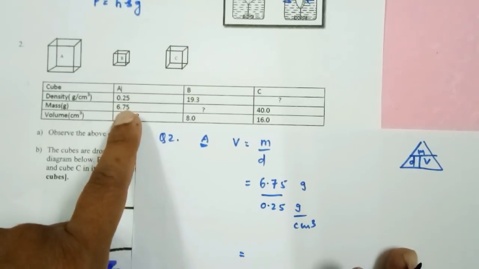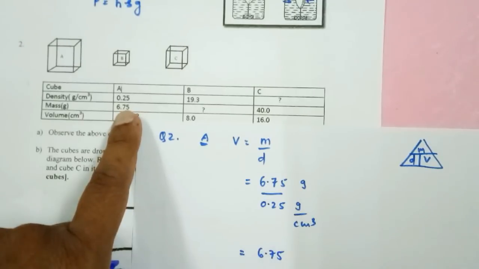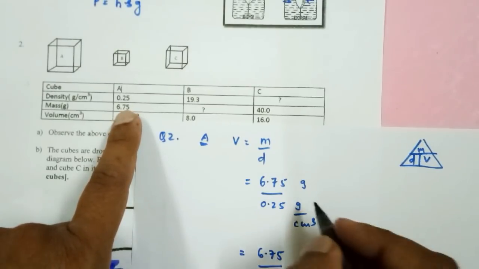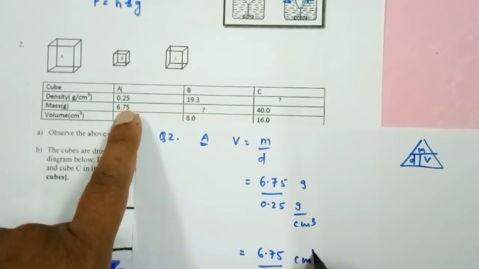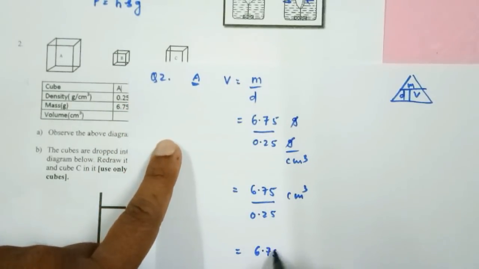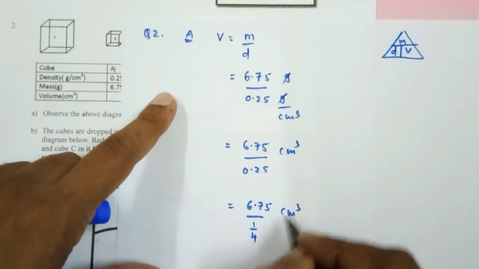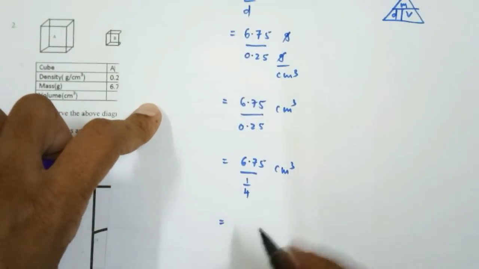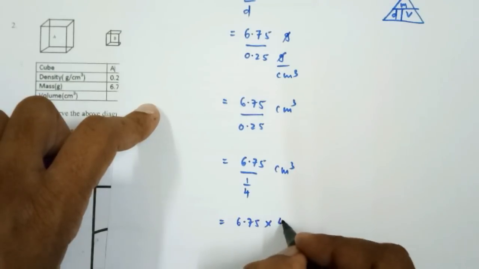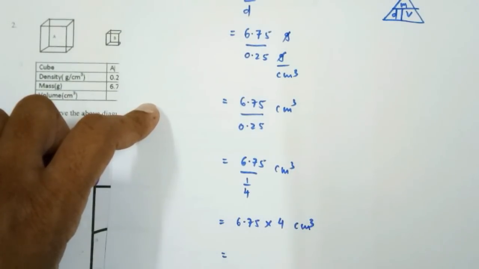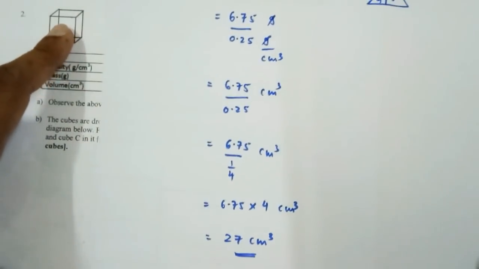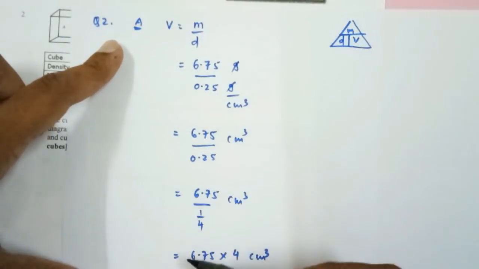So what is going to happen over here is 6.75 divided by 0.25, and this centimeter cube will go up, gram getting cancelled. Now this is 6.75. 0.25 can also be written as 1 by 4. Final answer would be in centimeter cube. So this 4 would be going up. So 6.75 multiplied by 4 centimeter cube. So the answer is 27 centimeter cube. Also, just look at the way how I have done the numerical over here.